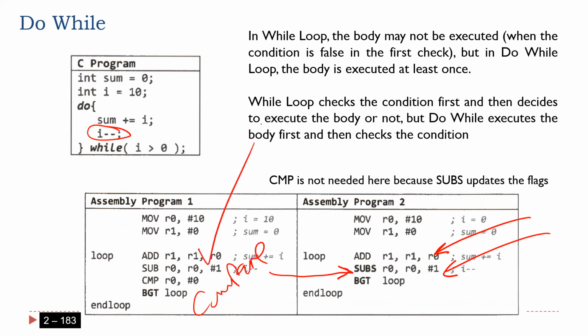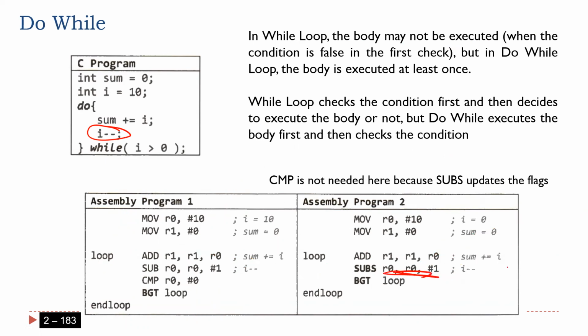You can put compare if you want. But as I told you before, sometimes I don't need compare, because when you do the subtraction here, with S, you are going to subtract 1 from R0. So this one is going to update the flags, okay? That means you need to keep looping as long as R0 is greater than 0. This one updates the flags, so that's why you can just use branch here.